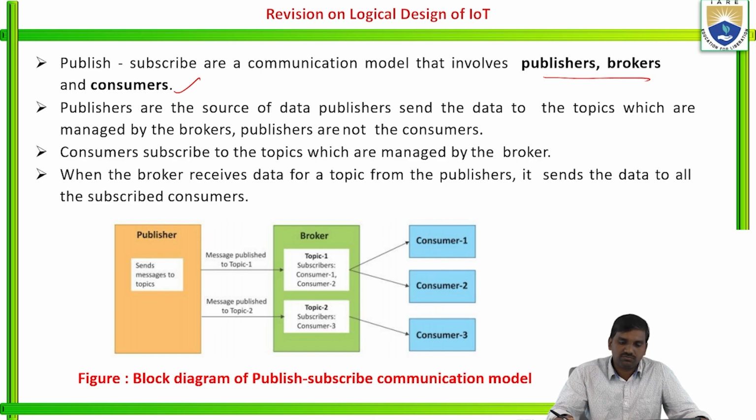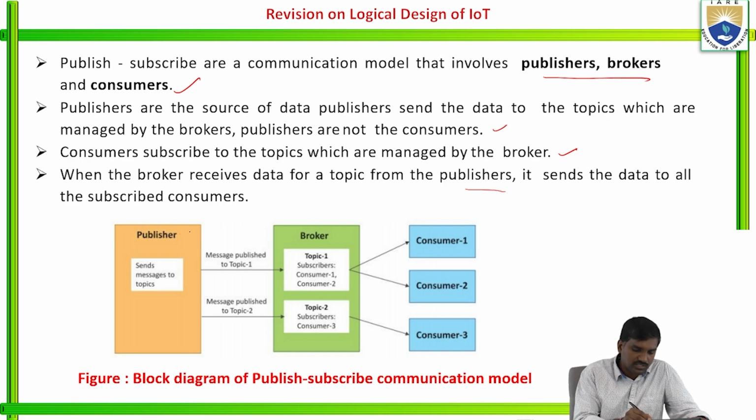Publishers are the source of the data. Publishers send the data to topics which are managed by the brokers. Publishers are not the consumers here. Consumers subscribe to the topics which are managed by the broker. So the broker is the essential thing in this model. When the broker receives the data for a topic from the publishers, it sends the data to all the subscribed consumers. That is the process done in this model.